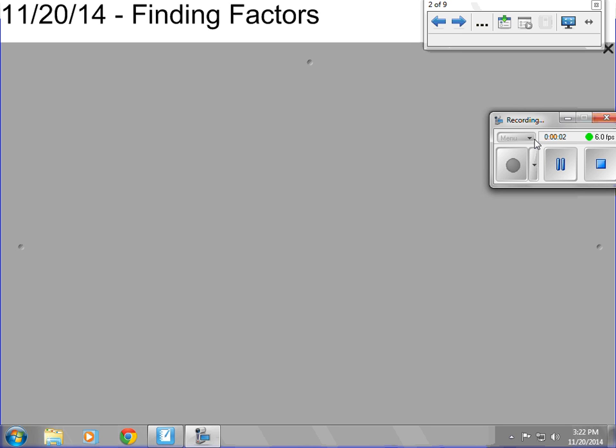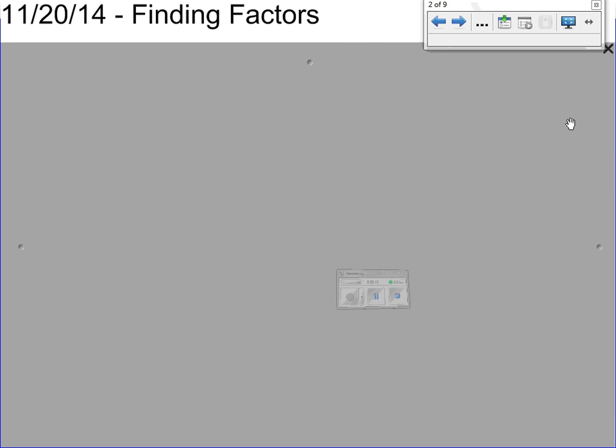Our first lesson for the fractions unit would be to find factors. So that's what we're going to be working with today. Factors are very important and very useful for us when we start working with fractions. So in order to become better at using fractions, we are going to work on finding some factors today.